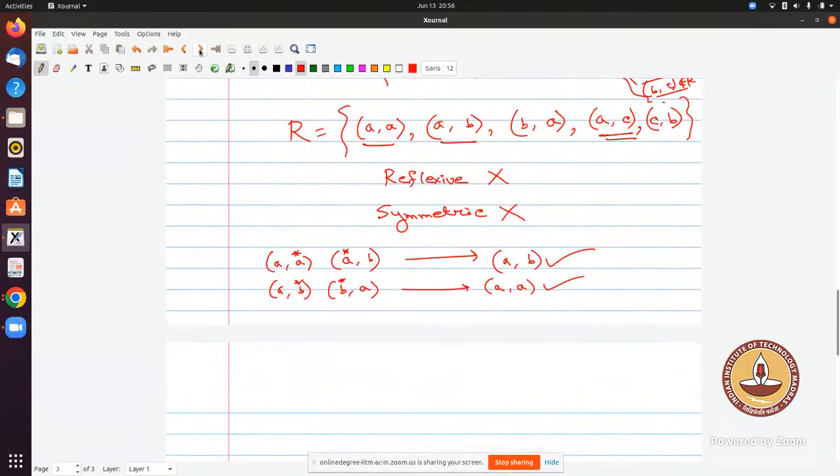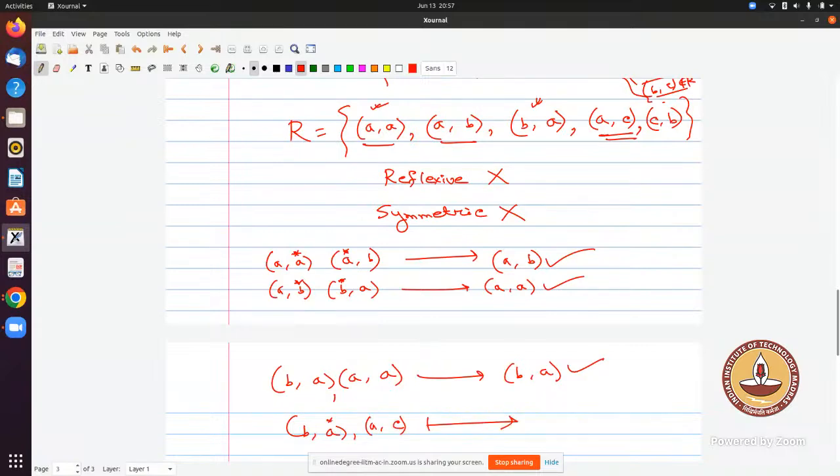Great. Now next, if I take the third element and first element, B comma A and A comma A, going one by one, third and first, this is B comma A. It is also there. Okay, so these are done. Now B comma A and A comma C: which element should be there? B comma C. B comma C is not there, sir. It's not there.